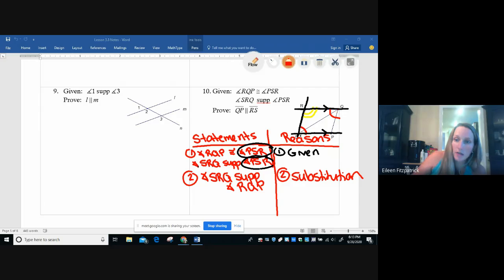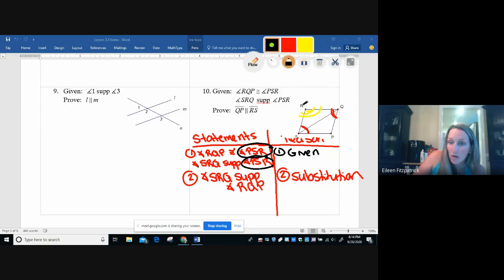All right, so I need to erase some of the stuff I did on the diagram. So again, you started with that yellow angle being equal to this angle that was given, and then you were told that this red one was supplementary to this one. But then using substitution, we were able to say that these two are supplementary as well. That's what my substitution statement just said.